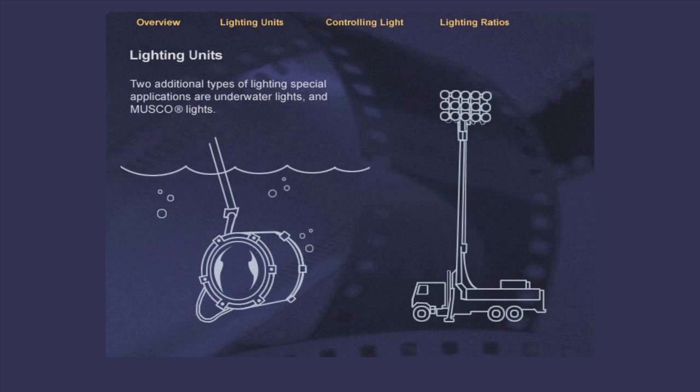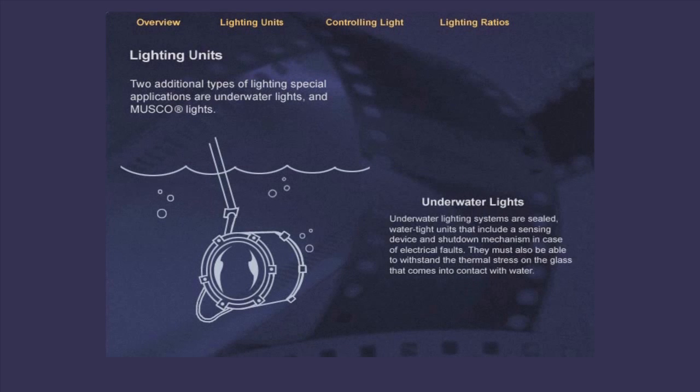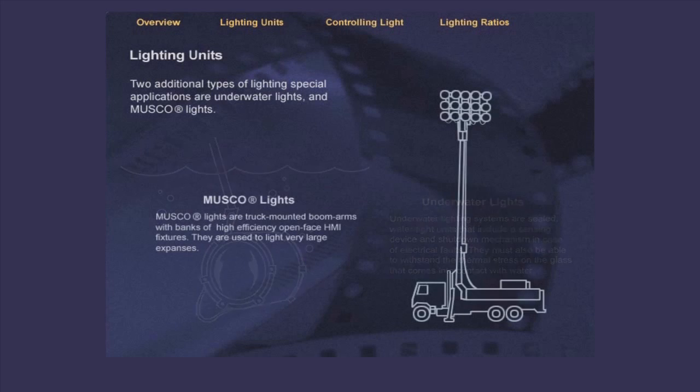Two additional types of lighting special applications are underwater lights and Musco lights. Underwater lighting systems are sealed, watertight units that include a sensing device and shutdown mechanism in case of electrical faults. They must also be able to withstand the thermal stress on the glass that comes into contact with water. Musco lights are truck-mounted boom arms with banks of high-efficiency, open-face HMI fixtures. They're used to light very large expanses.